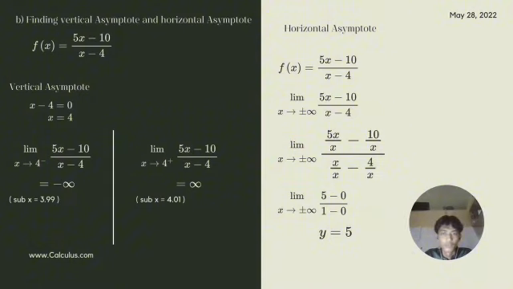And then for the horizontal asymptote, we use the limit as x approaches infinity. The biggest x power in the denominator is x to the power of 1. So we divide everything by x to the power of 1, and then we will get 5 over 1. So the answer for y is 5.